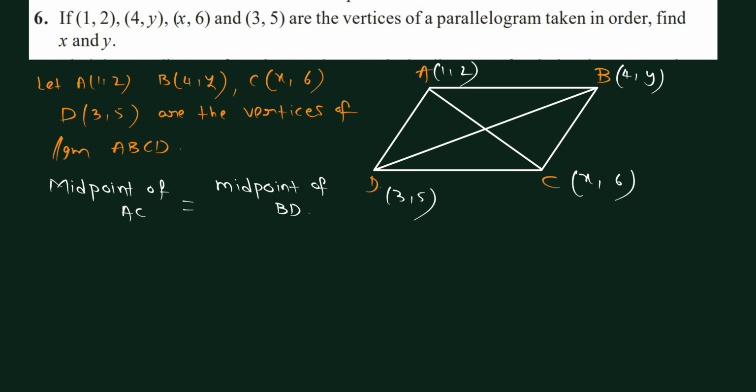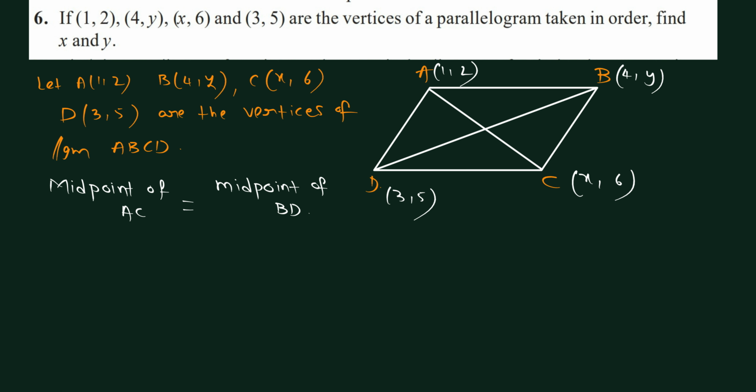Then that means the midpoint of AC and the midpoint of BD both have the same value. Use that formula. Midpoint of AC means you use point A and point C. What is point A here? (1, 2). What is point C? (x, 6). So you apply the midpoint formula for this. Similarly, the midpoint of BD, where B is (4, 5) and D is (3, 5). Just apply the midpoint formula for these points.